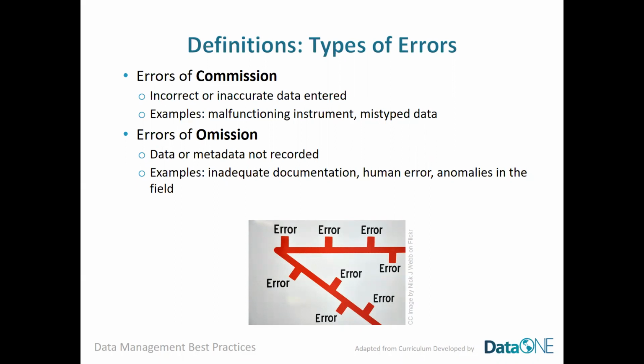Errors of omission, on the other hand, are the second type of error. These result from data or metadata being omitted. Situations that result in omission errors are when the data are inadequately documented, when there are human errors during data collection or entry, or when there are abnormalities in the field that affect the data.